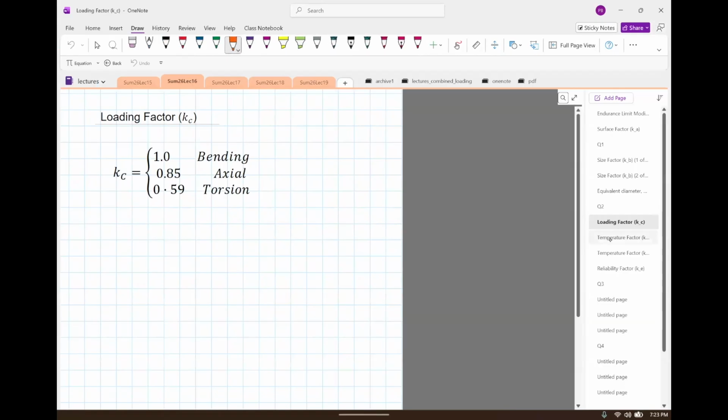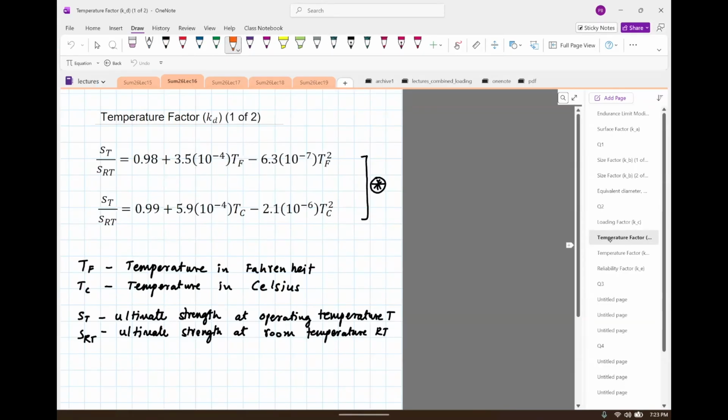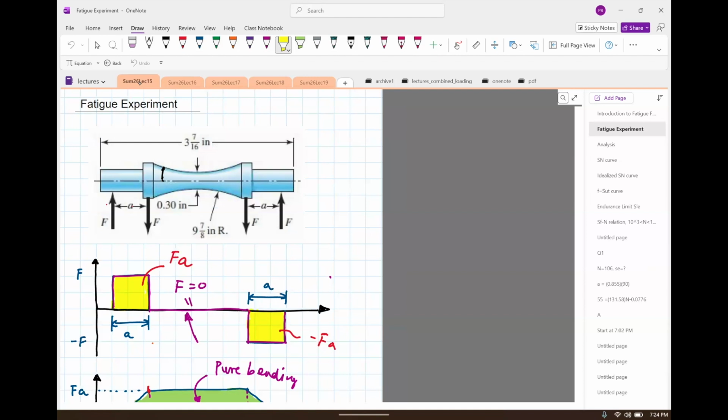Next, let's move on to the temperature factor. This is the trickiest one, and students usually struggle with it, so let's understand it carefully. The temperature factor Kd, you have to know these formulas. ST is the ultimate strength at operating temperature T, and SRT is at room temperature. Normally you do the test on the specimen at room temperature, which is maybe 70 Fahrenheit.